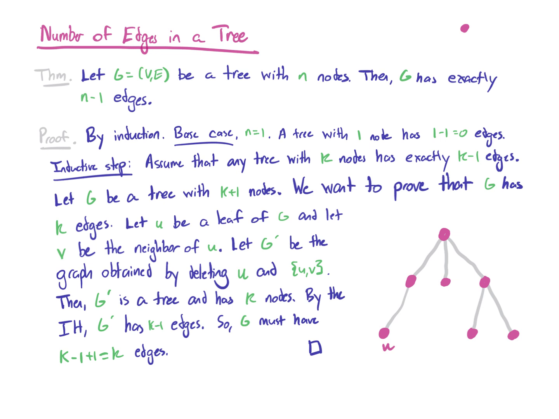Okay, so once I have U, a leaf of G, then what I'm going to do is look at V, the neighbor of U. Every leaf is a node with degree 1. It has exactly one neighbor. So here it is. Let's call it V. And what I'm going to do is just delete the edge connecting U and V as well as U itself.